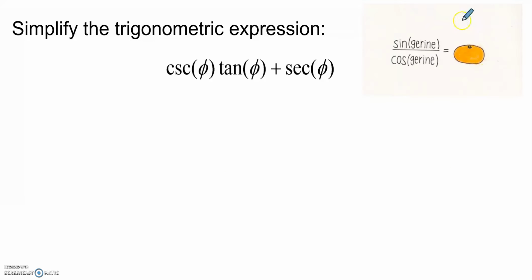By the way, I'm sorry I had to do this. Sine gerene divided by cosine gerene equals tangerine. I'm sorry, I'm not sorry.